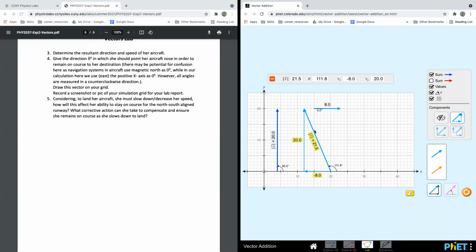So this is what she has to do, because you cannot control the wind, and the only thing she can do is head west a little bit. Then she can make the sum end up being north. So this is what you do and what you will draw, and then you take a screenshot, and show me how she's going to make her flight remain on course to her destination.